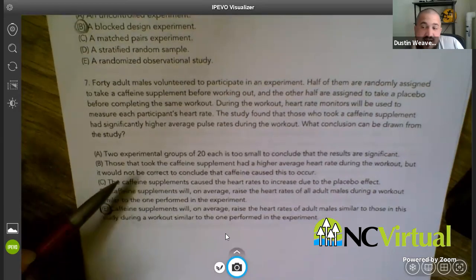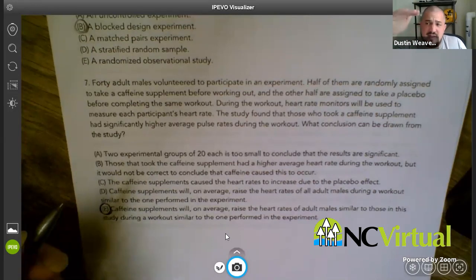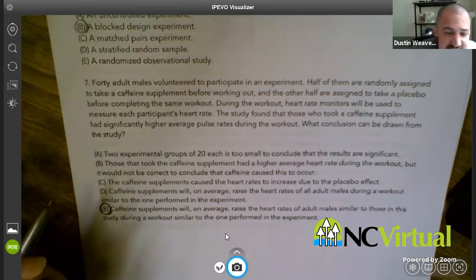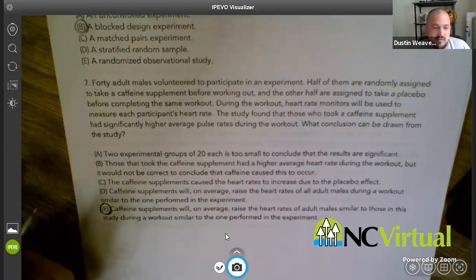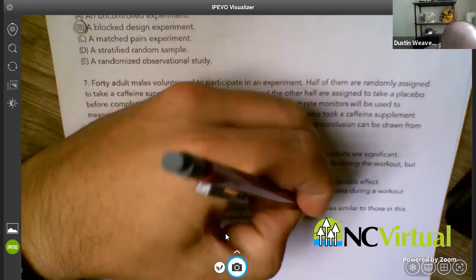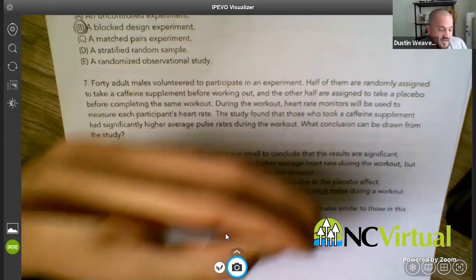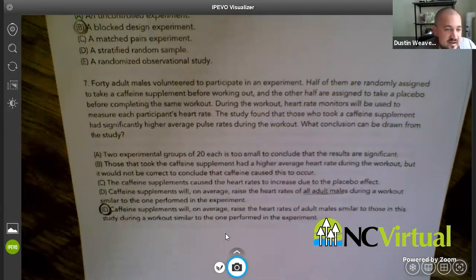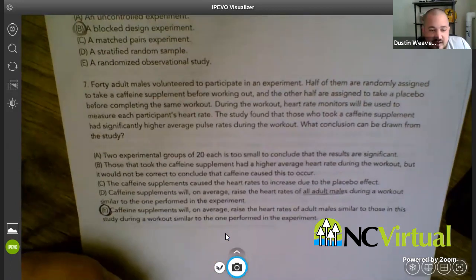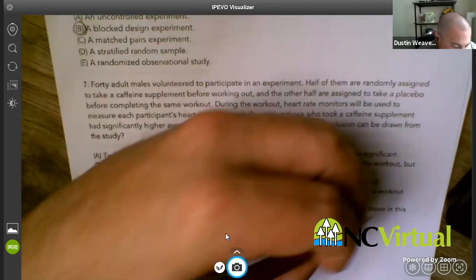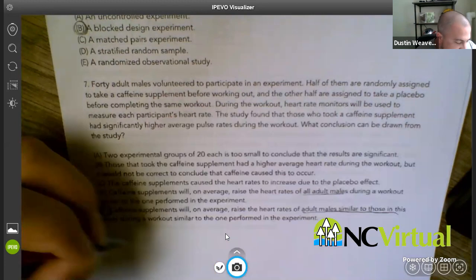So the placebo effect would actually mean that those taking the placebo would have had a high heart rate. And then D, caffeine supplements will on average raise the heart rates of all adult males during a workout. That's the issue here. It says all adult males. A lot of people would pick D, but notice these are 40 adult males who volunteered to participate in the experiment.